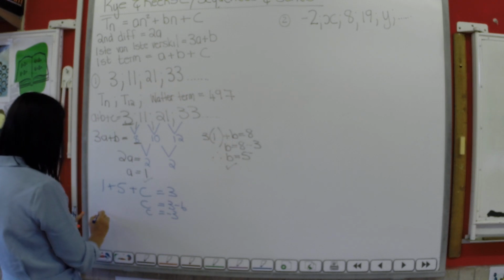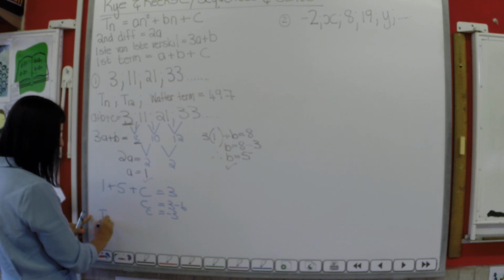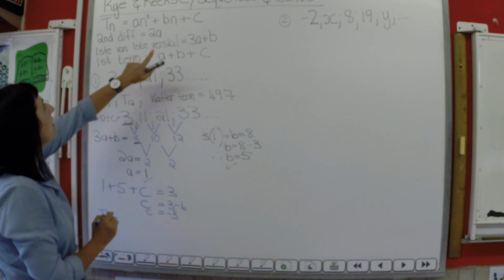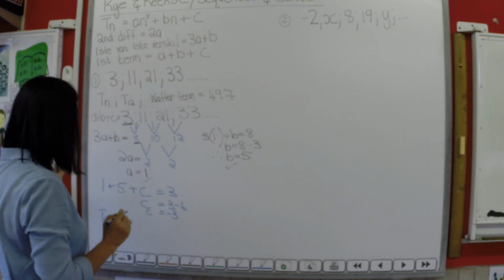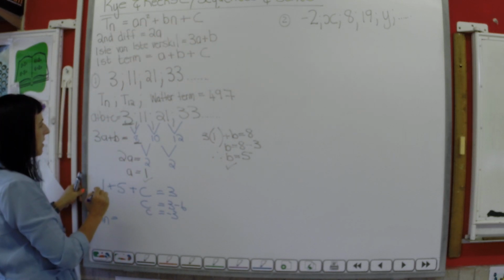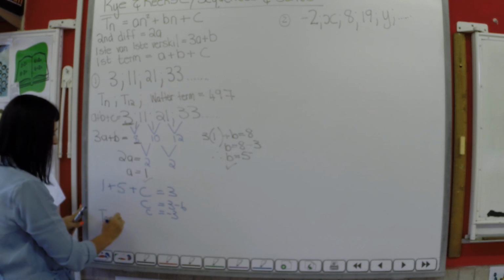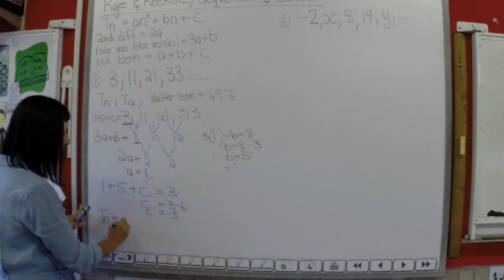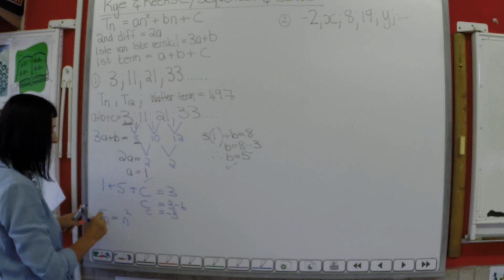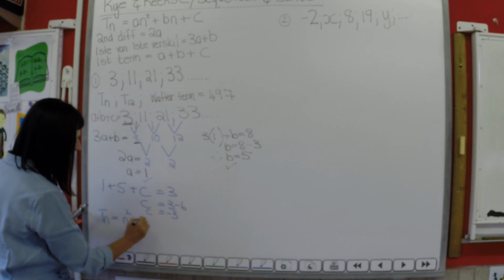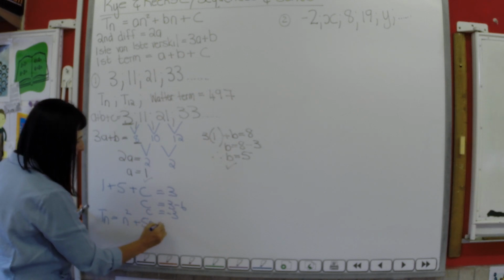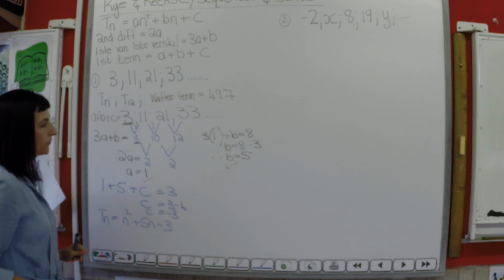So nou het ons vir a en vir b en vir c, en nou gaan ek dit binne-in hierdie Tn formule van my vervang. So a is gelyk aan 1, so dis 1n kwadraat, don't need to write the 1, plus bn, and then your c value. Nou het ons vir Tn.